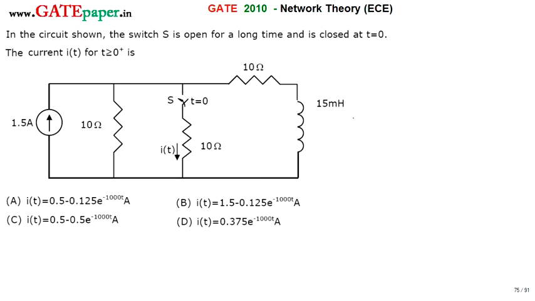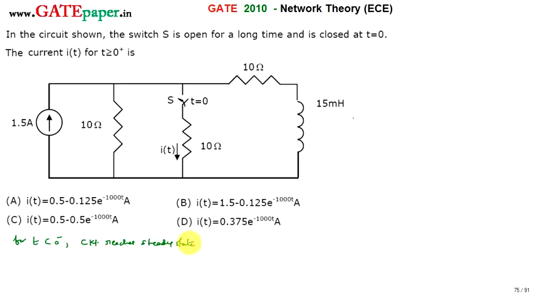Okay, so it has given the circuit. In this circuit, switch S is open for a long time. That means for t less than 0 minus, the circuit reaches steady state. Before the switch is closed, the circuit is going to be in steady state. So the circuit reaches steady state.